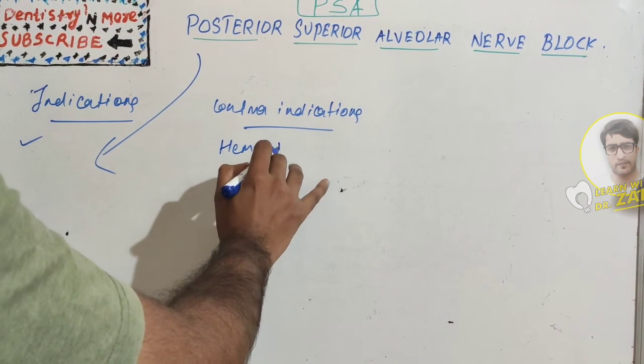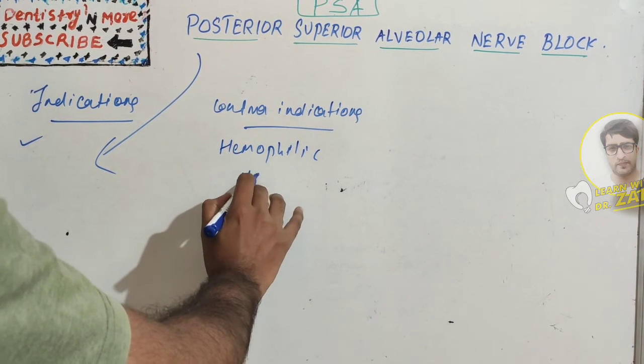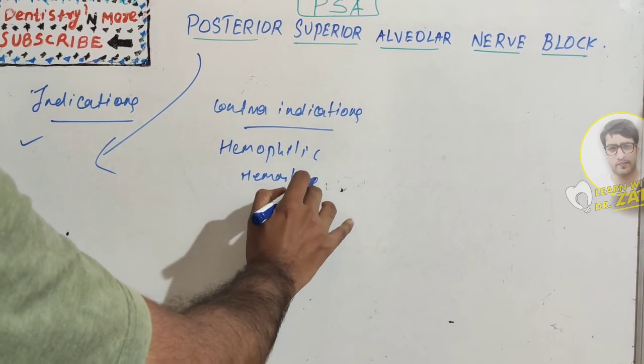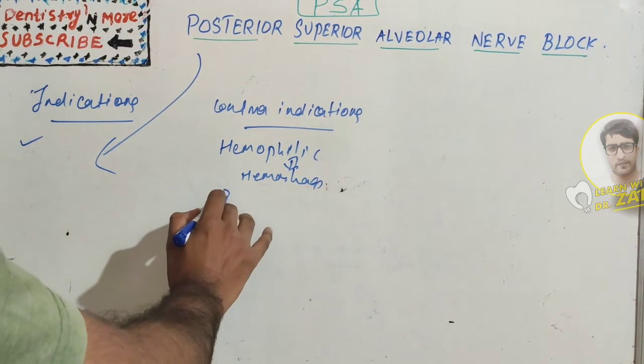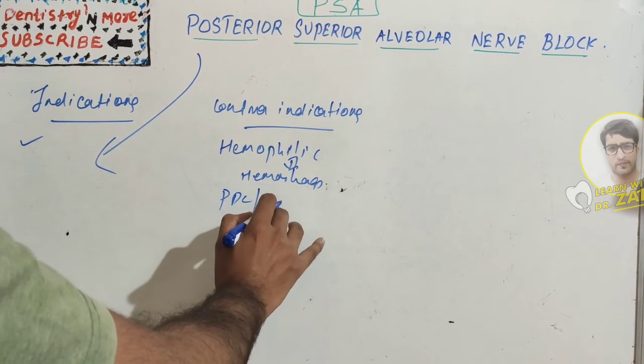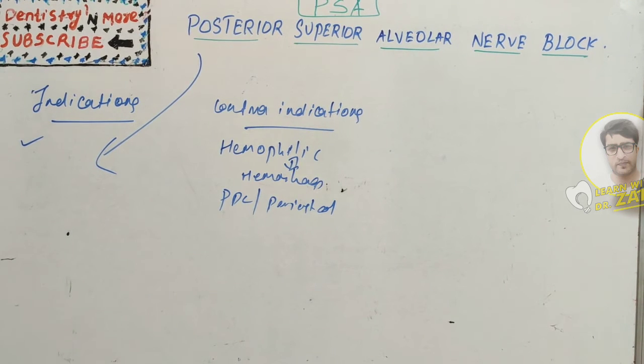We should not go for a PSA nerve block in hemophilic patients because of the high chances of hemorrhage. In those cases we can give just a PDL injection or a supraperiosteal injection instead of a nerve block.